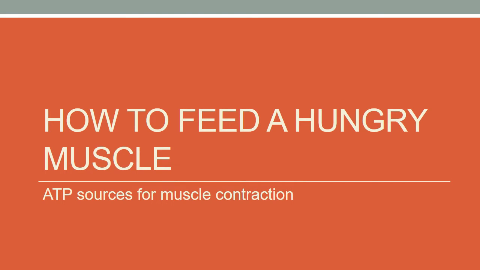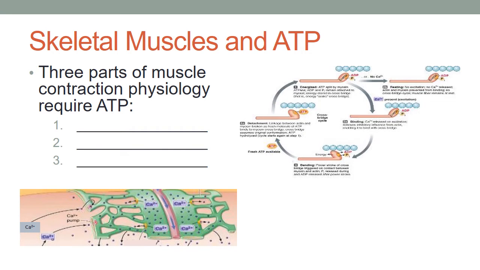All right, so we're going to switch gears here to the question of how to feed a hungry muscle. Muscles, like every other part of the body, ultimately are powered by ATP. You remember ATP is made by metabolizing fuel in our cells. We'll get back to that in just a second. But first, let's talk about where all this ATP gets used.